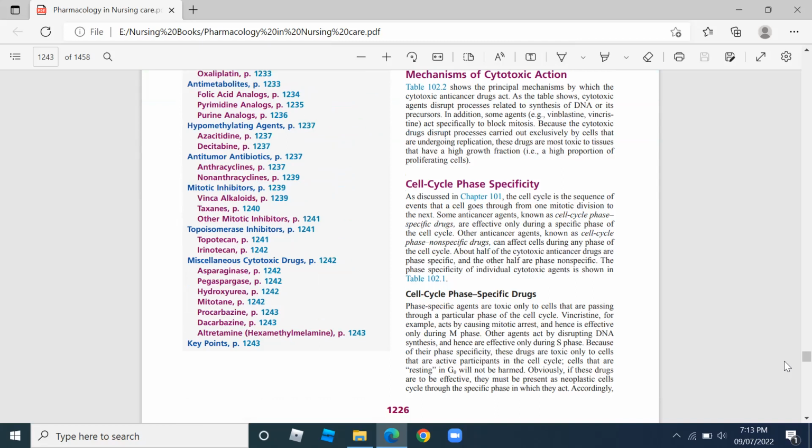The principal mechanism by which cytotoxic anti-cancer drugs act is that they disrupt processes related to DNA synthesis and its precursors: the nucleotides and the proteins which are involved in the synthesis of RNA and then DNA. Basically, they interrupt and deform these processes and disrupt the synthesis of DNA. These cytotoxic agents act on that activity.